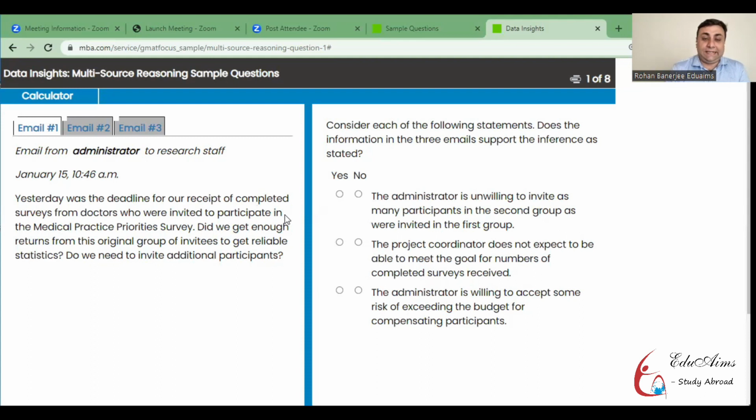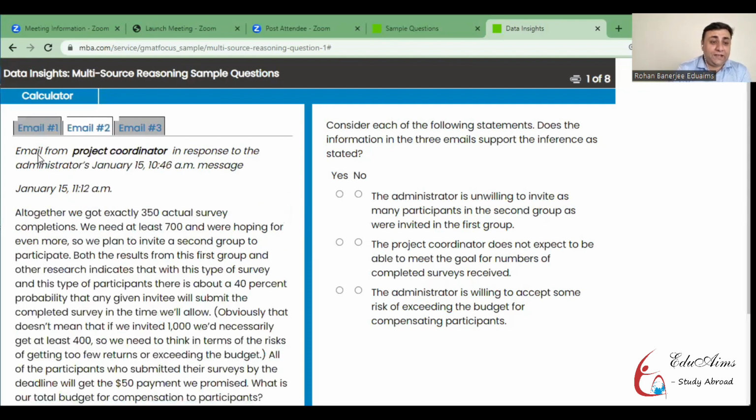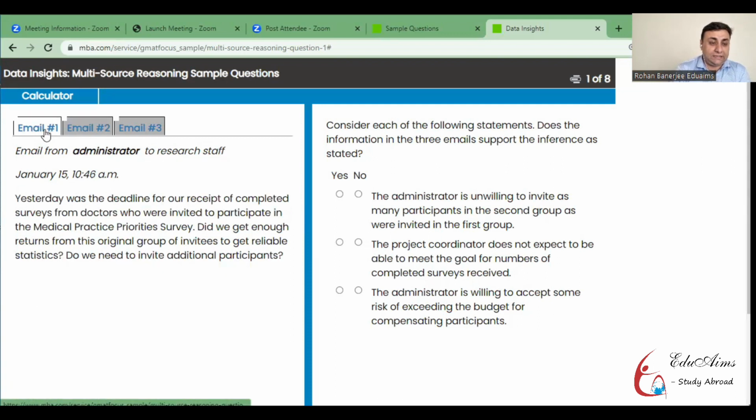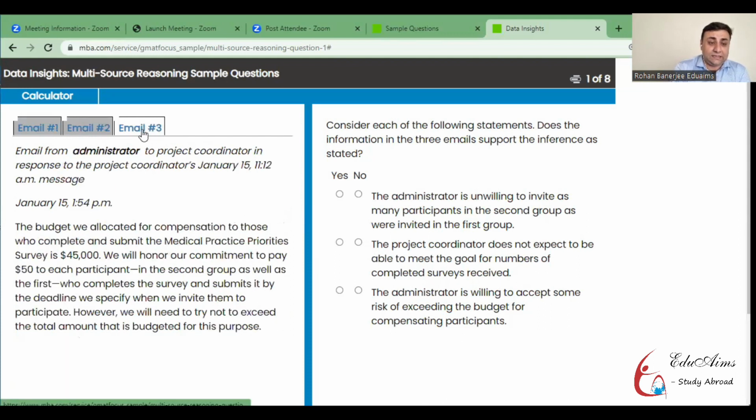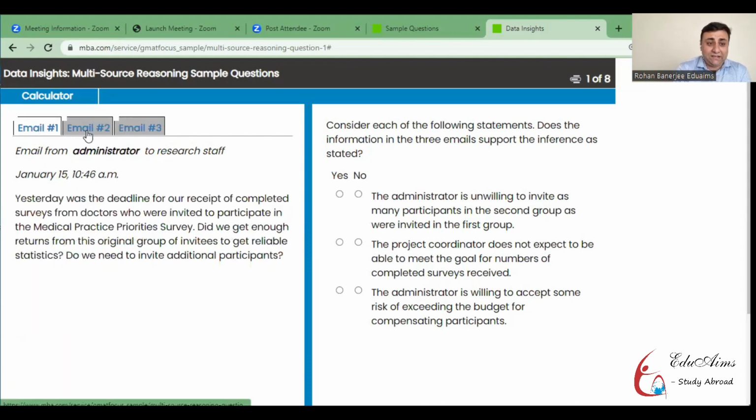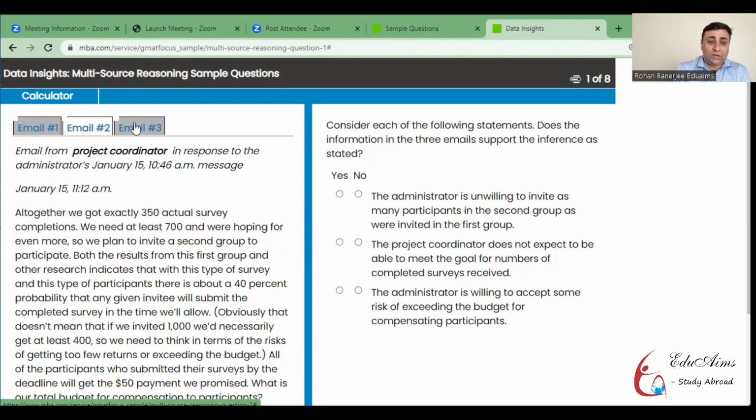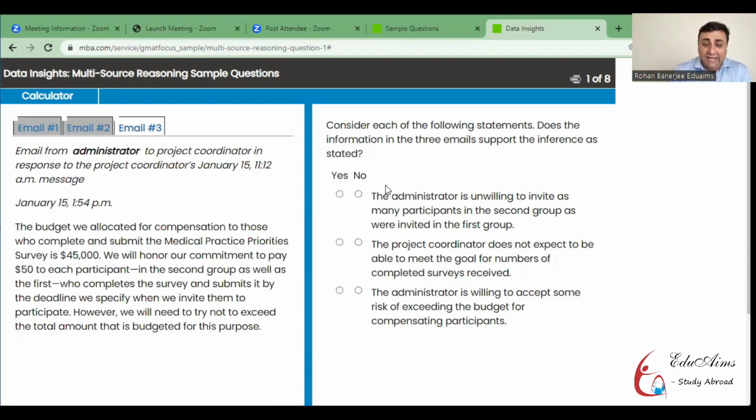All right. As you can see, you have 3 tabs here. This is an email from the administrator to the research staff. This is the first tab. In the second tab, you have an email from the project coordinator in response to the administrator's January 15 message. So this is the response to that email. And then there is the third email. So you will have to assimilate information from email 1, email 2, and email 3, and then you will have to choose your answers.